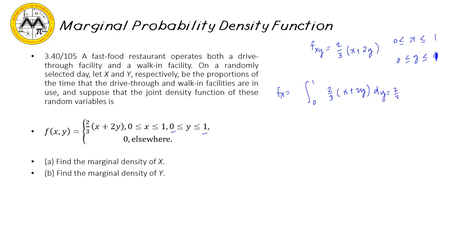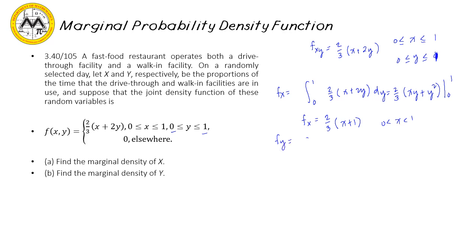So that is 2 over 3 times the integral with respect to y, which is xy plus y squared from 0 to 1. So f sub x is equal to, for the lower limit, just 0. For the upper limit, it would be 2 over 3 times (x plus 1). This is for x between 0 and 1.